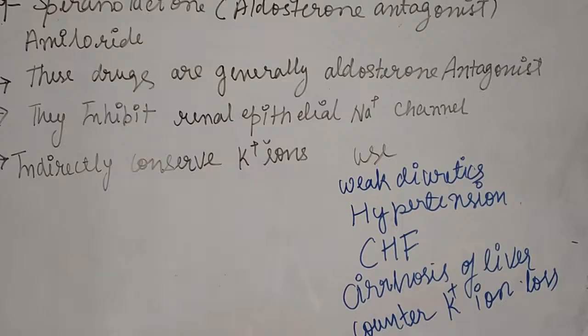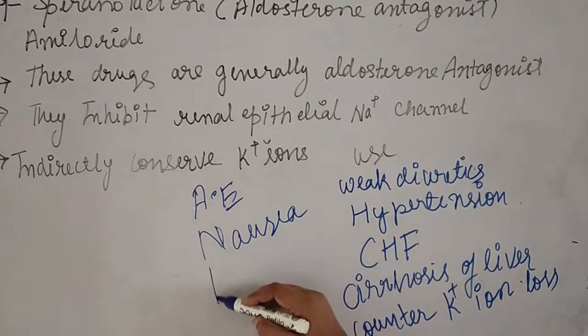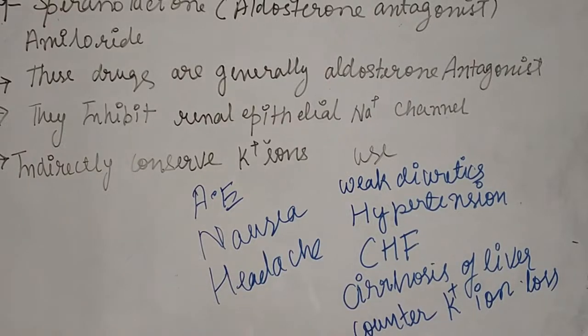Now, what are the adverse effects of potassium sparing diuretics? The first major adverse effect is nausea. Second is headache. This is the second adverse effect of using potassium sparing diuretics. And the third side effect is diarrhea. So these are the adverse effects and medicinal uses of potassium sparing diuretics.